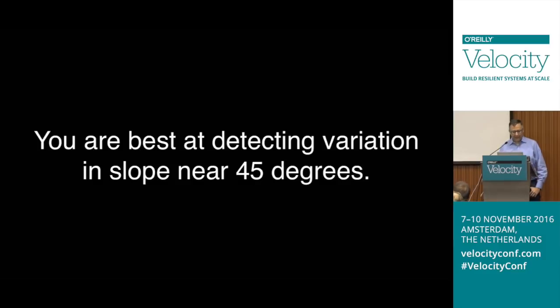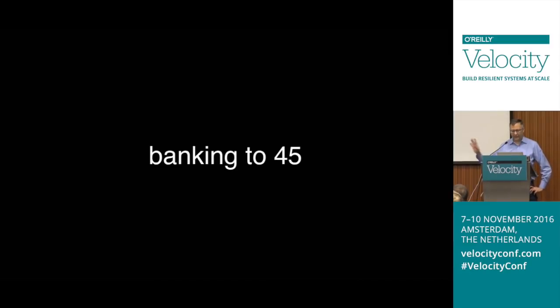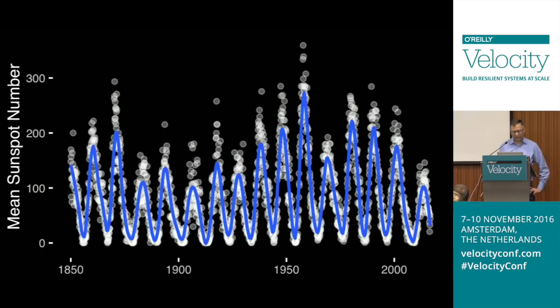Okay, new topic. Another interesting result is that you are best at detecting variation in slope near 45 degrees. So this is the same data plotted 3 different ways, and the change in slope is most obvious when the line is near 45 degrees, which brings up a super useful idea called banking to 45. So the idea of banking to 45 is that you should set the aspect ratio of your plot so that the average slope is 45 degrees.